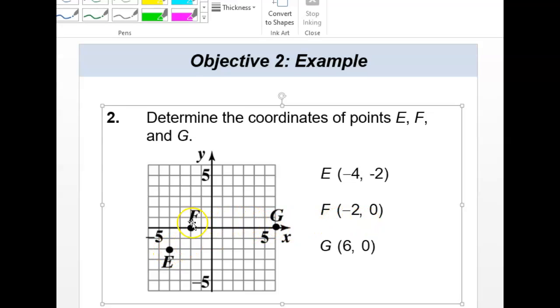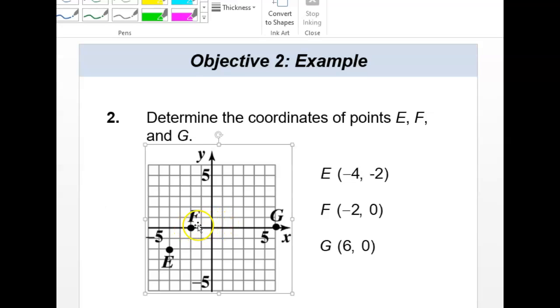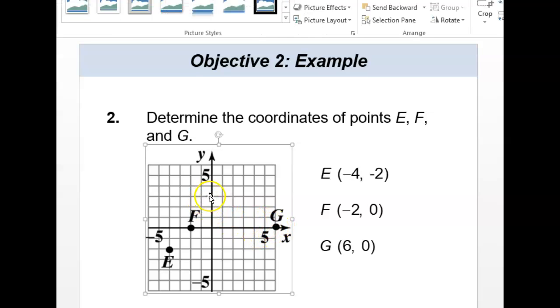F. Now I look at point F and I say, okay, I went over 1, 2 to the left, and I didn't move up or down. So the x-coordinate is negative 2, the y is 0. If I look at point G, I went 1, 2, 3, 4, 5, 6 to the right, and I didn't go up or down. I'm on that x-axis, so I have 6, 0. Now it is a rule that if your point is on one axis or the other, one of the coordinates must be 0. If you're on the x-axis, the y is 0. If you're on the y-axis, the x will be 0. That's just something to keep in mind. It took me a long time as a student to realize how helpful that was to know.